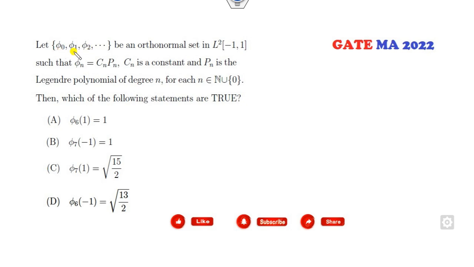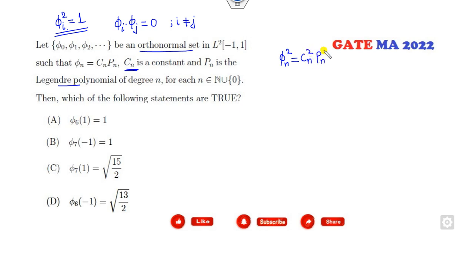Okay, phi are orthonormal. What does orthonormal mean? That means phi i into phi j is 0 whenever i is not equal to j, and whenever i is equal to j it will be 1, such that this property holds. Cn is a constant, Pn is the Legendre polynomial of degree n, and Cn is a constant because whenever I substitute, I can use this property. It means phi n square will be Cn square, Pn square.